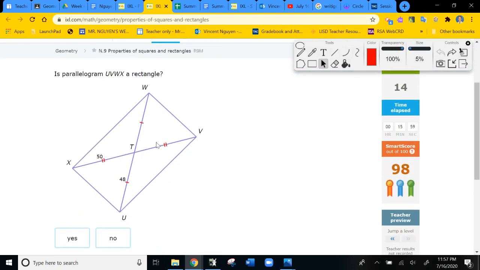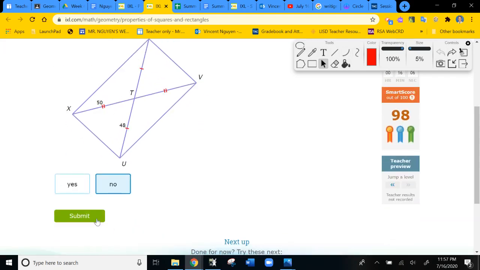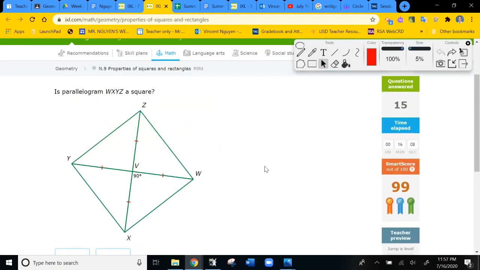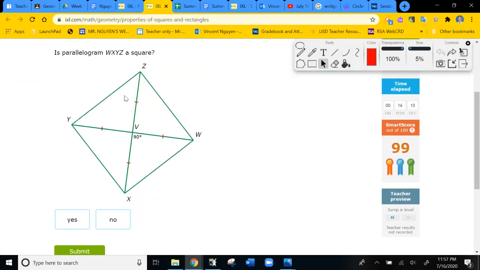Maybe one more problem. Is this a rectangle? No, because that's different, right? These two segments are different, so no, it's not a rectangle. It's supposed to be the same. Okay, one more problem and we're done. Is this a square? Yes, it is. All these pieces are the same, and that's a 90-degree angle. So yes, hit submit, and we hit 100.